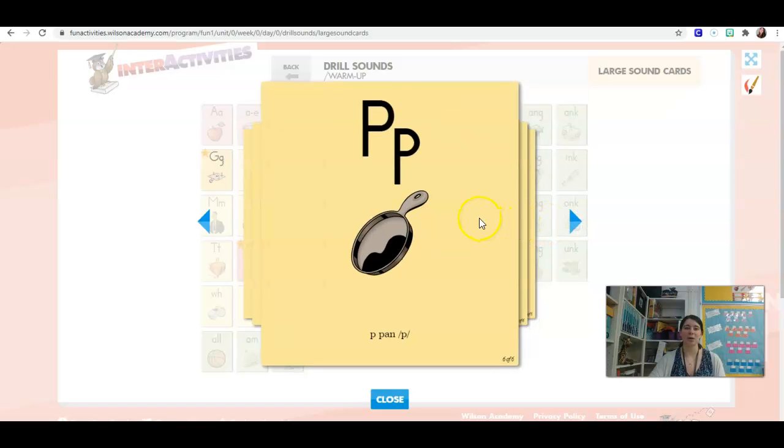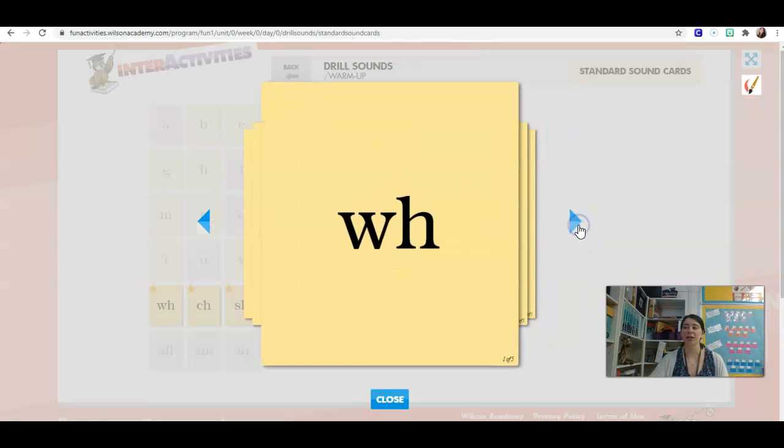And our last one is our letter P. Who thinks they know what sound this letter makes? That's right, it's our P sound for pea, pan, P. Great job, first grade. Now we're going to go over here and we're going to look at our digraphs.